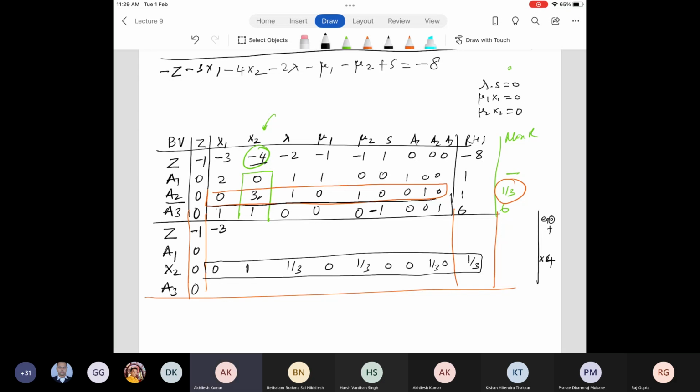Because 0 into 4, -3 plus 0, nothing is changing. -4 and +4 become 0. Here is -2 and I'm adding 4 by 3 to S. So -2 plus 4 by 3. Is this correct? So -6 plus 4 is -2 by 3.